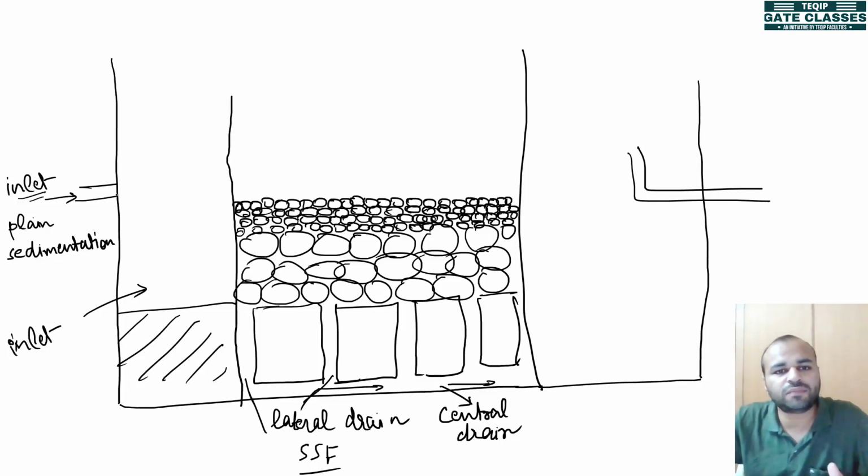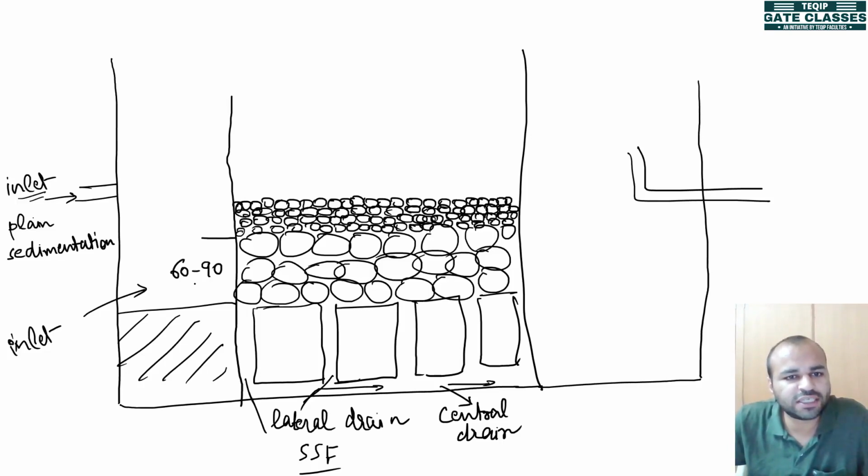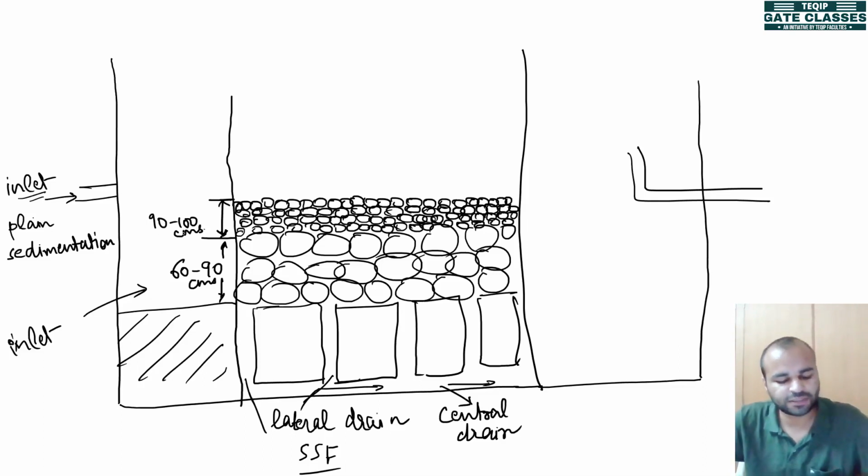Okay, so this is the construction of the filter medium. It consists of sand at the top and gravel at the bottom. Now the thickness of this gravel layer is around 60 to 90 centimeters. Okay, and the thickness of this sand layer is around 90 to 100 centimeters. Okay, this is your sand and this is your gravel.